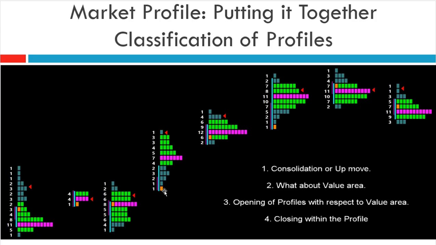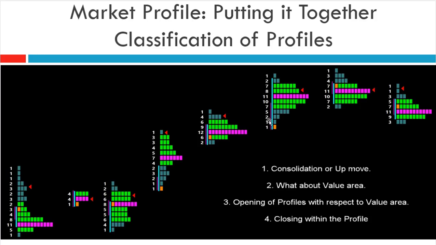The price has actually opened above the value area of the previous profile, and it has closed at the top end of the range, above the value area of the current profile. So look at how strong this profile is, right? So this profile has opened within the value area of the previous profile and closed clearly above the value area of the previous profile. Again, this is a bullish profile. Okay, let's come to this profile. It has opened within the value area of the previous profile, and it has closed well above the value area of the previous profile. So this is again a bullish profile.